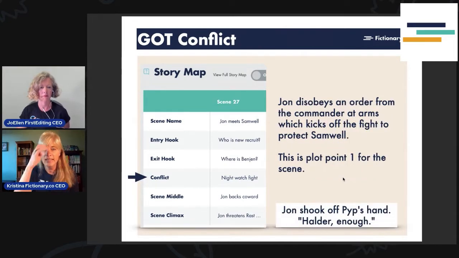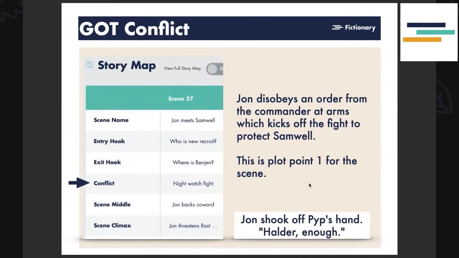Okay, then we get to the conflict, and the commander at arms basically is telling one of the other characters, Halder, that he should continue hitting poor Samuel. And Samuel's not doing well at this point. He's getting beaten pretty badly. And basically the shakeup here is, John shook off Piff's hand and says, Halder, enough. And so he actually goes against the commander at arms. And now he's put himself in a place where he can't go back from this action. So it's a plot point 1 for the scene.